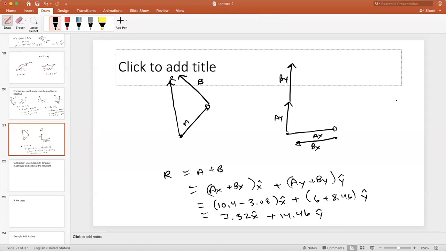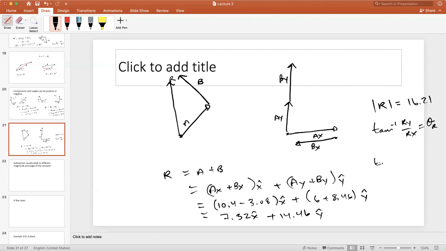And it has a magnitude. I'm just going to do it in my calculator. 7.32 times 7.32 plus 14.46 times 14.46. Take the square root of this answer. I get 16.21. So the magnitude of R is 16.21, and arctan of Ry over Rx is the angle of R. So Ry over Rx is 14.46 divided by 7.32. Arctan of this answer is 63 degrees.